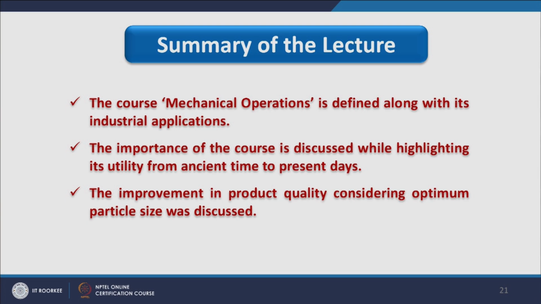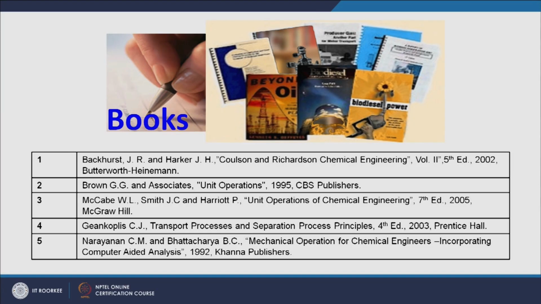The summary of this lecture goes as follows: the course mechanical operations is defined along with its industrial application. Another point is that the importance of the course is discussed while highlighting its utility from ancient times to present days. Further, I have discussed the improvement in product quality considering optimum particle size. So these 3 are basically the summary lines of the present lecture, and these are some of the books which you can refer to for this particular course. However, in between I will use some other sources, on which I will speak at that time only. So, that is all for now. Thank you.